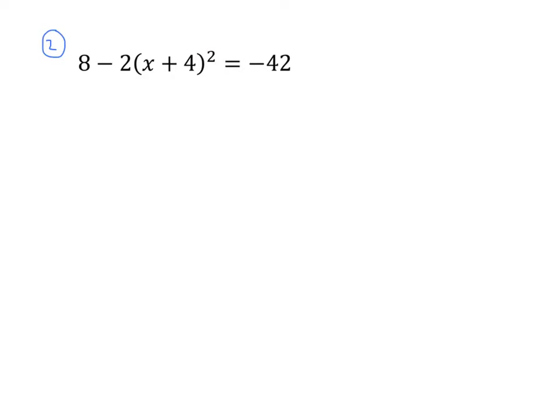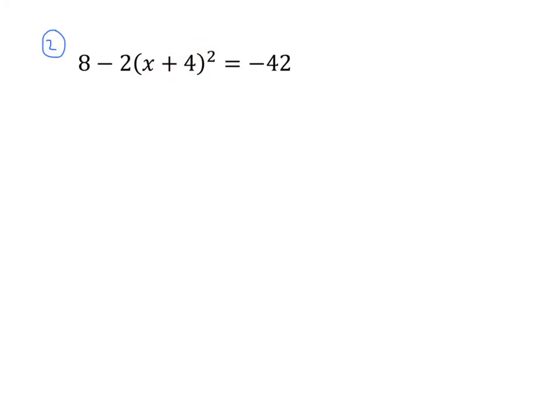All right, you're going to try this one. Now, what I'm going to recommend is for you to do a part of it on your own, and then check in with me, and then pause again and finish it. So what I want you to do here is try to first isolate this x plus 4 squared, and then check with me. Okay, so pause. Try to get this x plus 4 squared by itself, and then unpause.